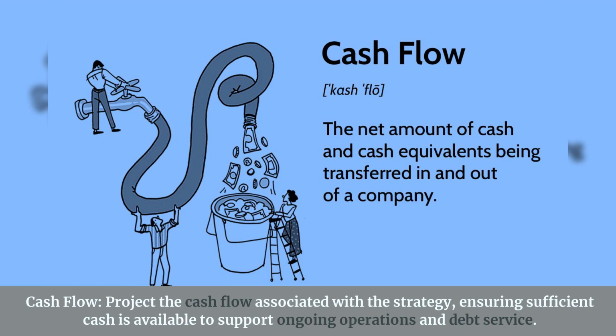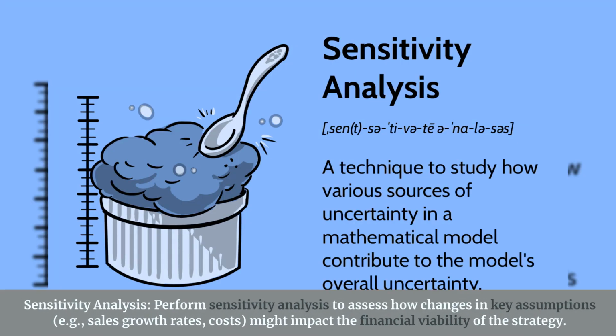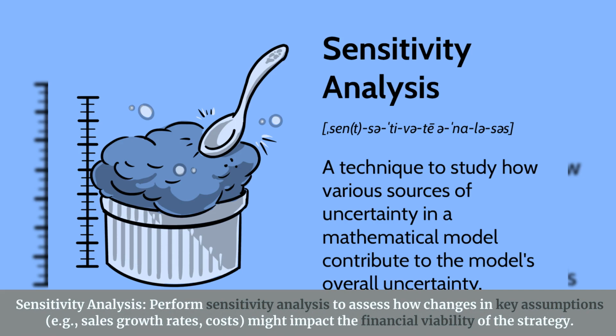Cash flow. Project the cash flow associated with the strategy, ensuring sufficient cash is available to support ongoing operations and debt service. Sensitivity analysis. Perform sensitivity analysis to assess how changes in key assumptions, e.g., sales growth rates, costs, might impact the financial viability of the strategy.